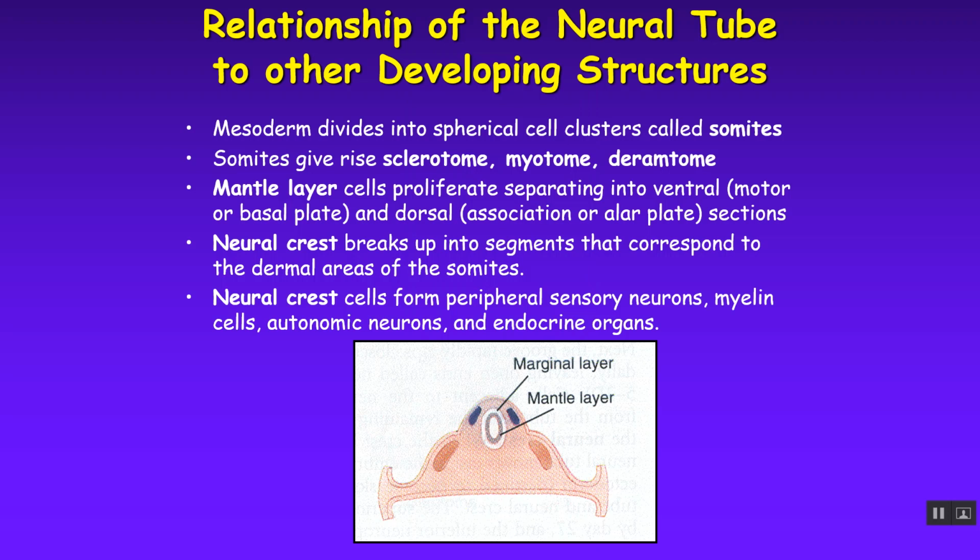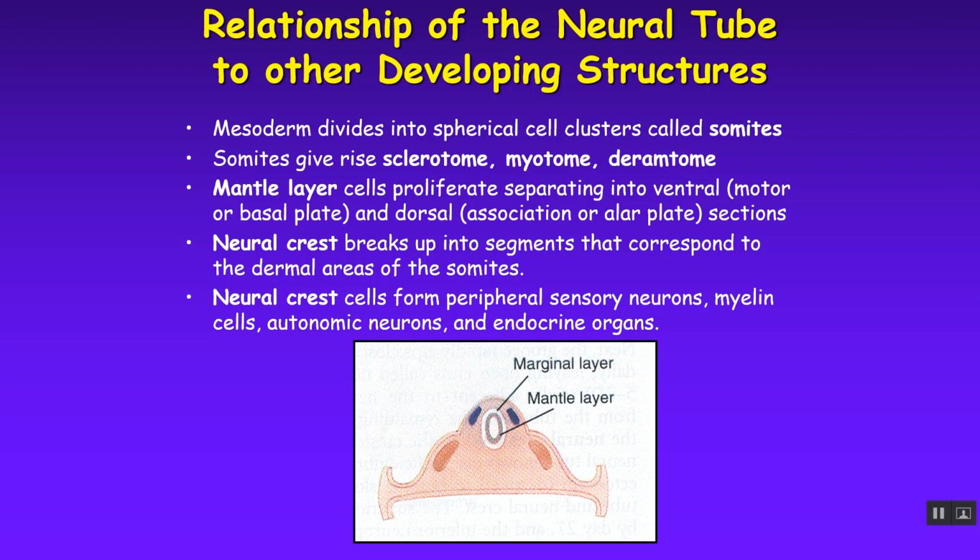So, the relationship of the neural tube to other developing structures. The mesoderm divides into spherical clusters called somites. Somites give rise to, we already talked about this, sclerotome, myotome, and dermatome. In the mantle layer, that gray matter, cells are going to proliferate and further divide into a ventral or motor plate and a dorsal association or alar plate.